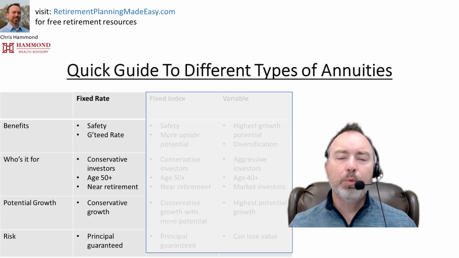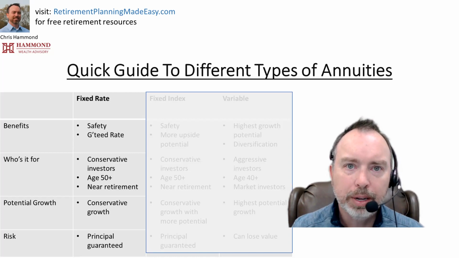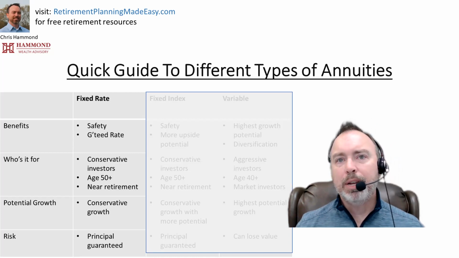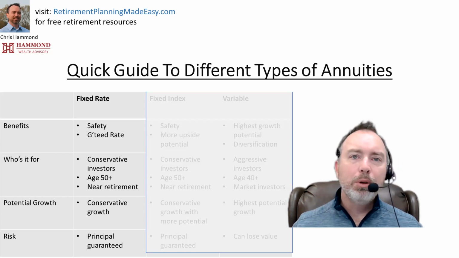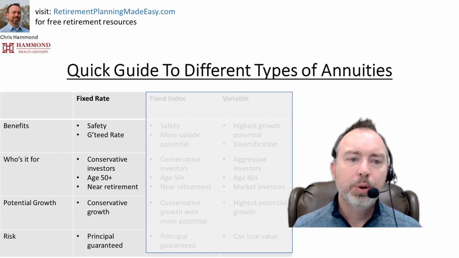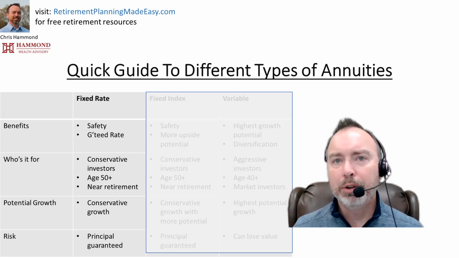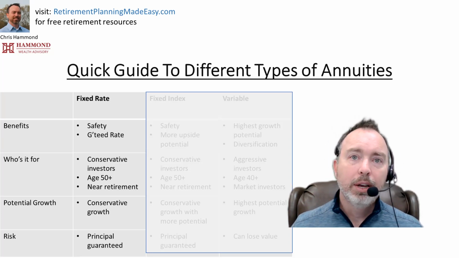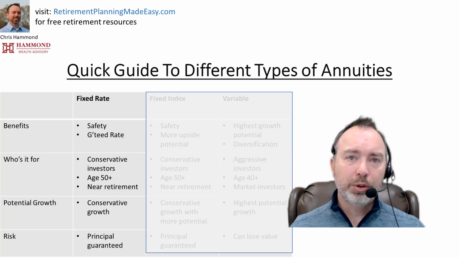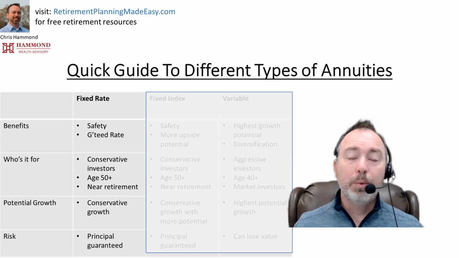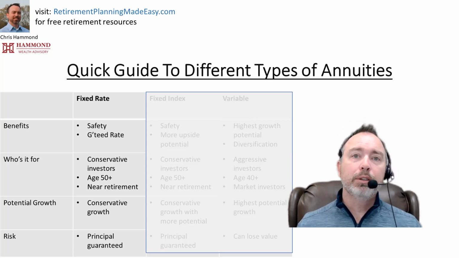First of all, let's just start with the fixed rate annuity. This is a very straightforward type of annuity. It's almost like you could compare it to a bank CD. Pretty much everybody's familiar with bank CDs. You put your money with a bank and they'll guarantee you a certain interest rate for like 12 months or 2 years or something like that, whatever the duration is.